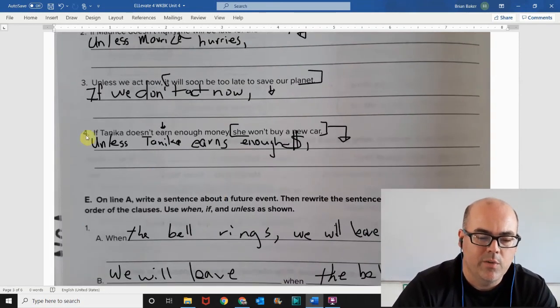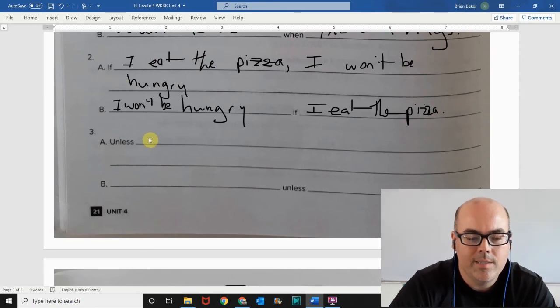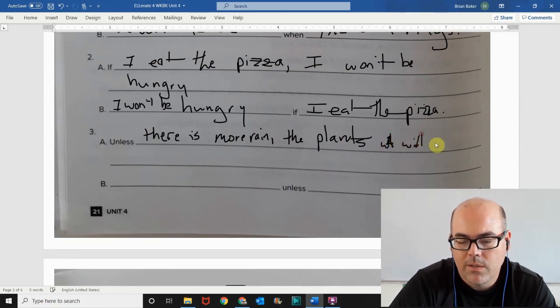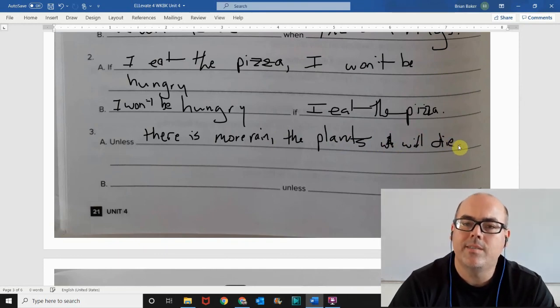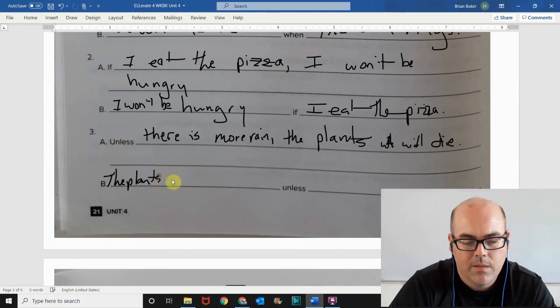And number three, let's make one for number three using unless. So if you need help, look at these right here. Unless there is more rain, comma, the plants will die. So unless there is more rain, the plants will die. So let's change it. The plants will die unless there is more rain.